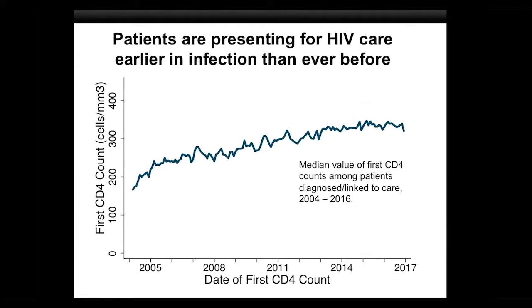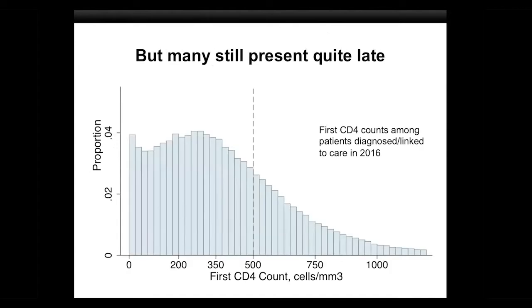On the one hand, we do see that patients are presenting for care earlier in infection than ever before. First CD4 count at presentation to care is a measure of patients' health, and so the health of patients when they first present is improving over time. Although still at about 325 in 2017, it's not that high. And there are many people who still present quite late at lower CD4 counts.